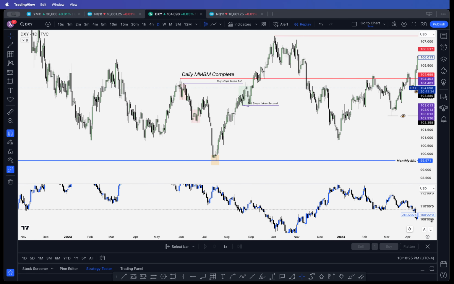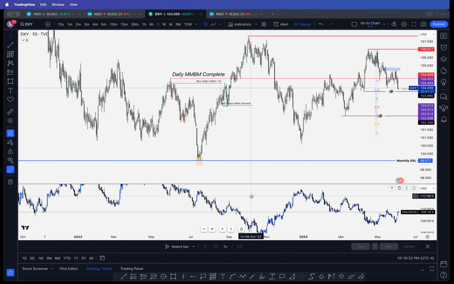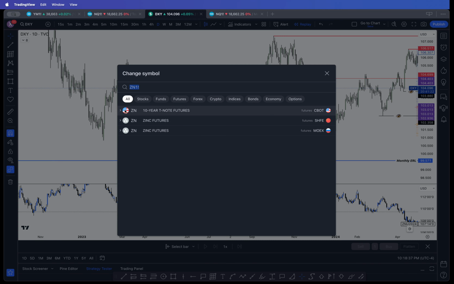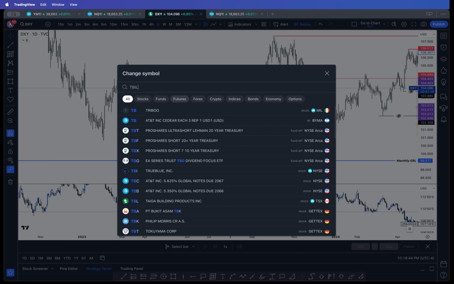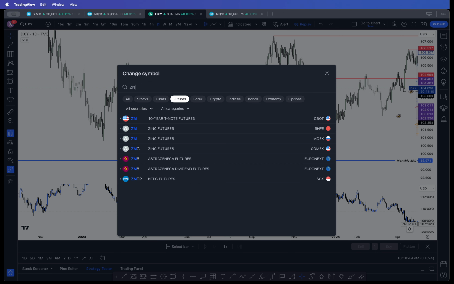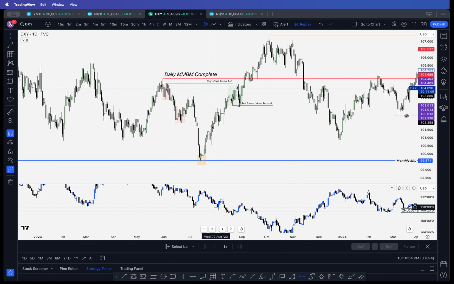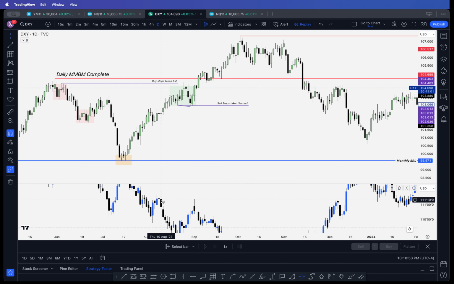Wait, shouldn't they be moving together? They move inverse. I don't know so much. But Chitra, do bonds and dollar move inverse? They should, yeah, because dollar and interest rate move together, right? Okay. So bonds should be the. So that was close. They move inverse. Okay. So the SMT was there, right? I just want to see it. It should take out buy stops then, or should fail to take out buy stops. Right.